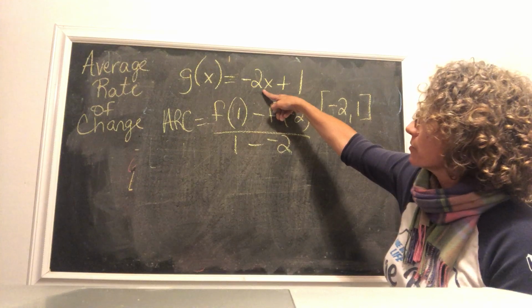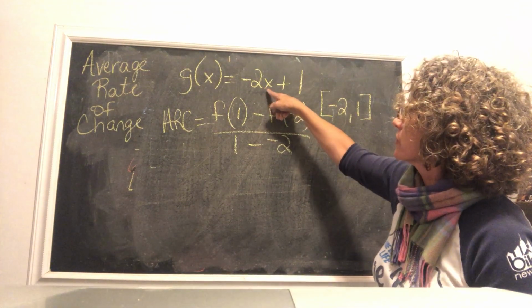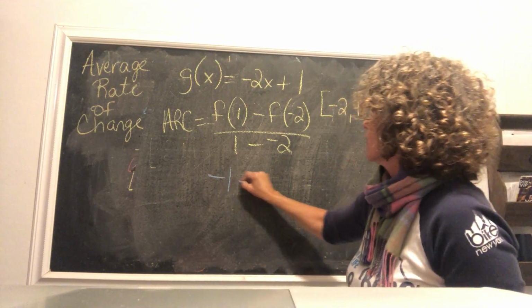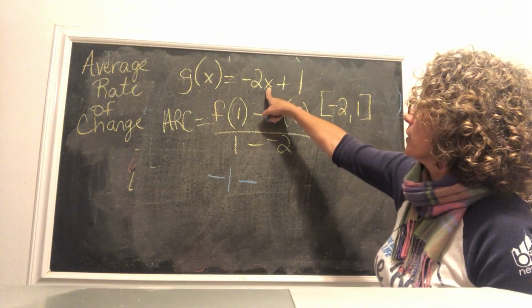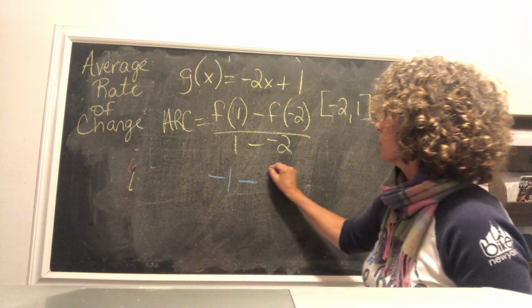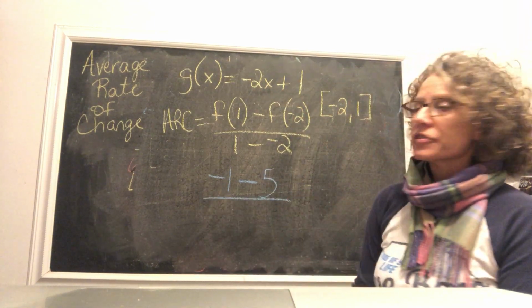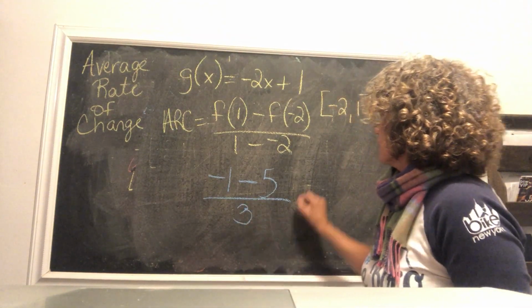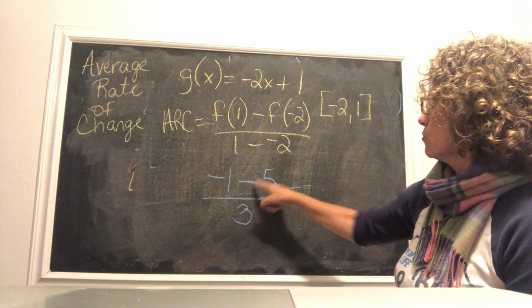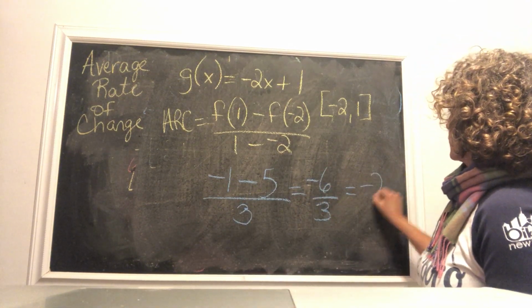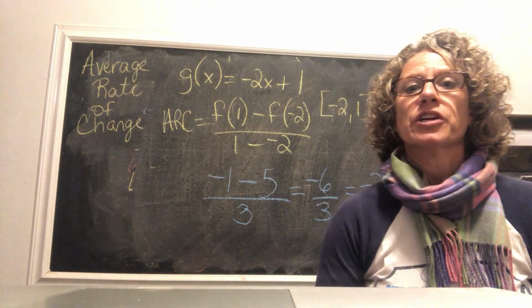F at 1 means I'm substituting the value 1 in for x. That becomes negative 2 plus 1, which is negative 1. I'm substituting negative 2 in for x. That becomes 4 plus 1, which is 5. The denominator, 1 minus negative 2, is 3. And if I take negative 1 minus 5, I get negative 6 divided by 3. And negative 2 is my average rate of change.